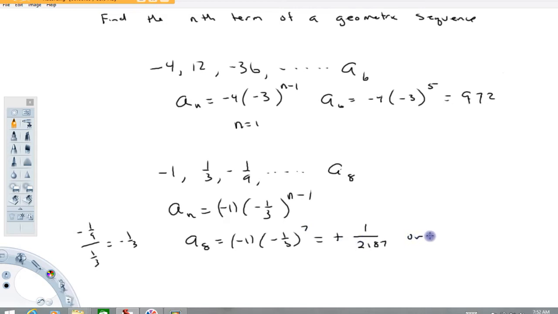Or if you wanted to write that in fraction form, or I'm sorry, what I meant by that was decimal form. Whoops. .000457 is good enough.